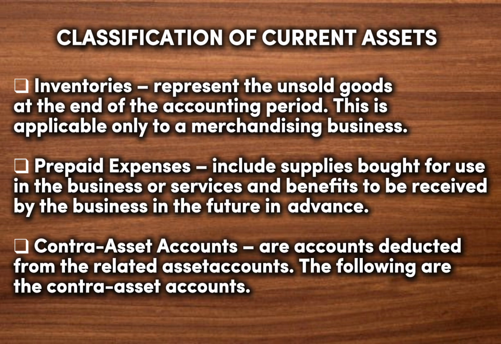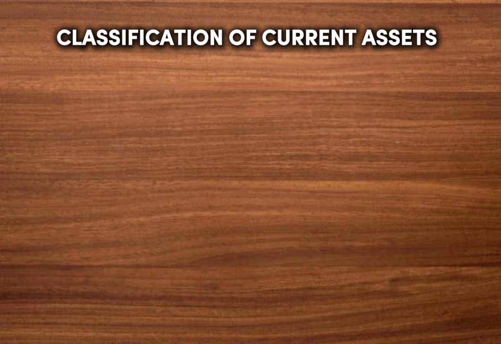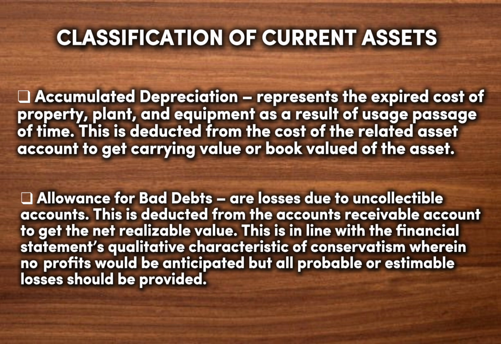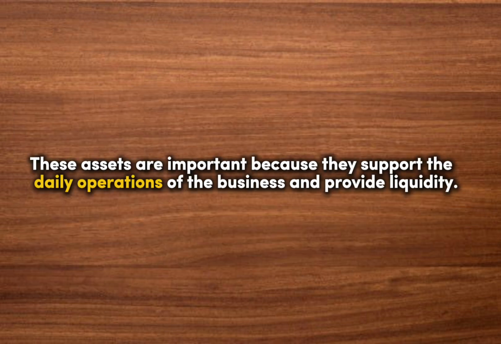future. Contra assets. These are accounts that reduce the value of related assets and show deductions such as depreciation or uncollectible amounts. Accumulated depreciation, the total amount of an asset's cost that has been expensed over time. Allowance for bad debts. This is the estimated amount of receivables that may not be collected from customers. These assets are important because they support the daily operations of the business and provide liquidity.